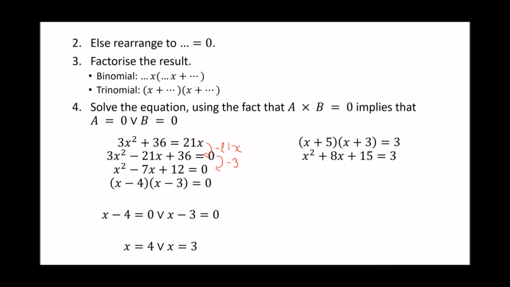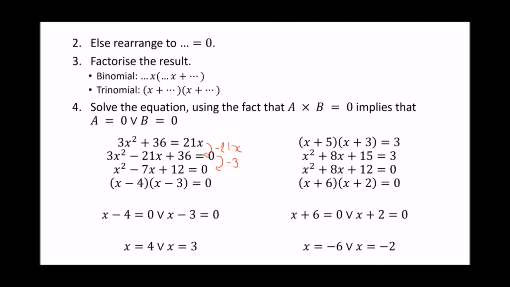That gives us x squared plus 8x plus 15 equals 3. And now we can rearrange to 0. So we get x squared plus 8x plus 12 equals 0. Then we have to factorize it again. This time we have x plus 6 times x plus 2 equals 0. And then we can finish solving this equation, because we can say that x plus 6 equals 0 or x plus 2 equals 0, which finally means that x equals minus 6 or x equals minus 2.